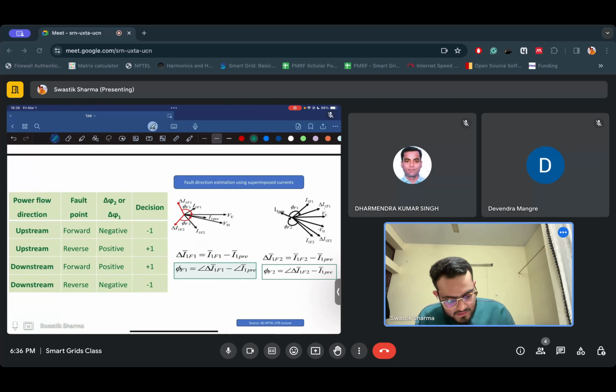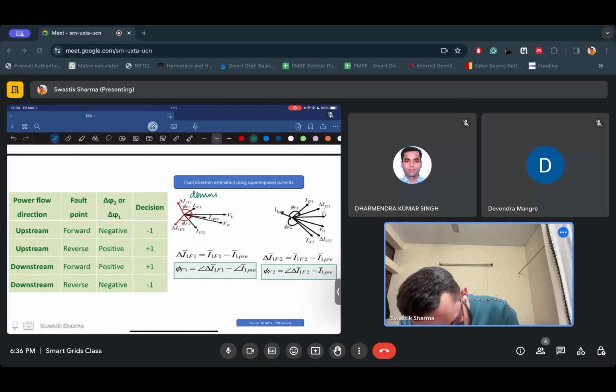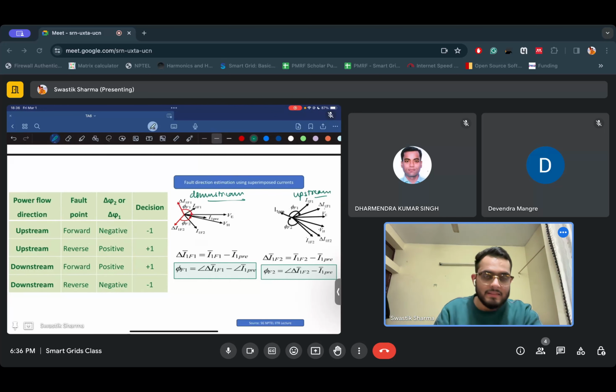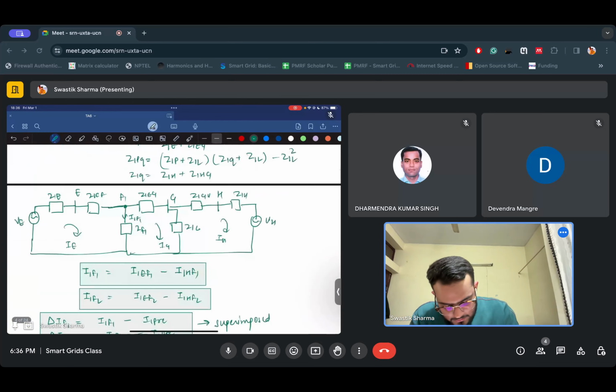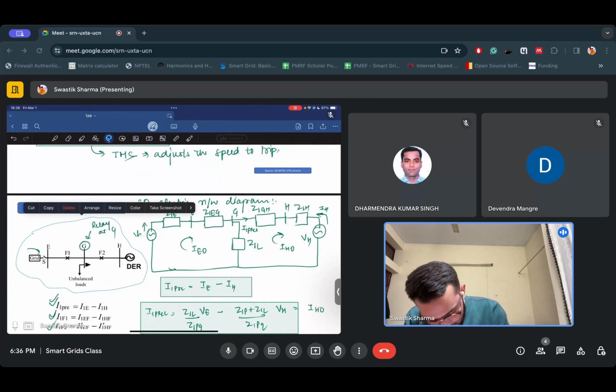Once you do that, the direction of this phi f1 will tell you if the fault has happened reverse to it or ahead of it. So let's see. This is for downstream condition, and this is for upstream condition, I guess. Yes, right. So let's take a look at this. Let me take a screenshot of this. Is everyone following? I don't know if you're following. You can just let me know if you're not following.